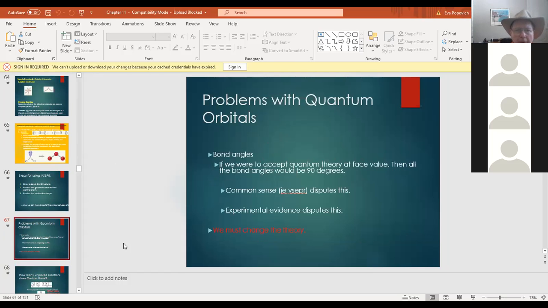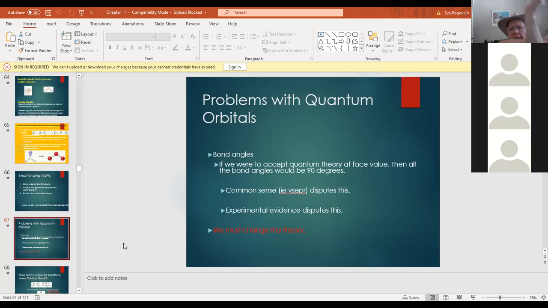Now, if we're dealing with quantum orbitals, do you remember how the p orbitals were oriented? Do you remember they were labeled px, py, and pz? Well, if they're px, py, and pz, they're following the x, y, and z axes. What would the bond angles be? What are the bond angles between the axes in a Cartesian plane?